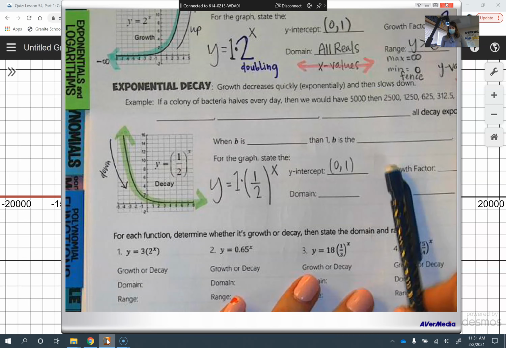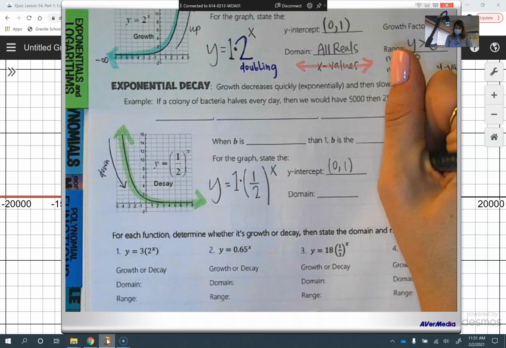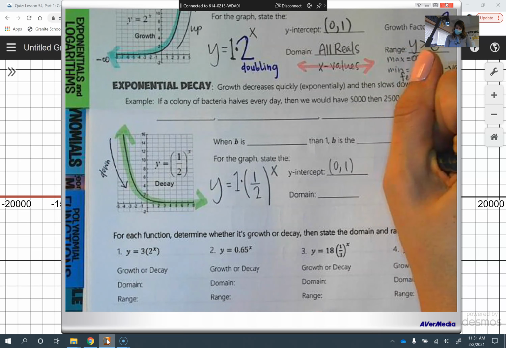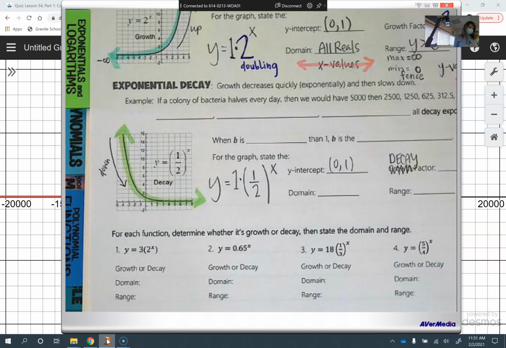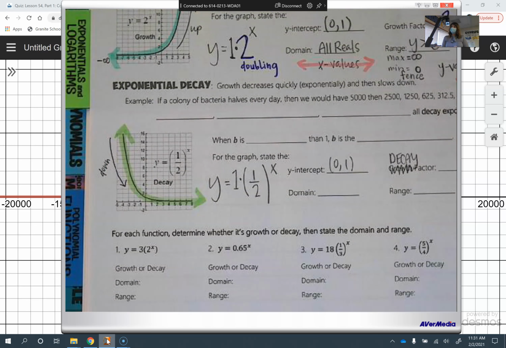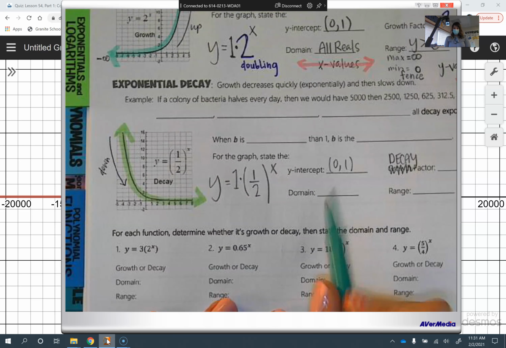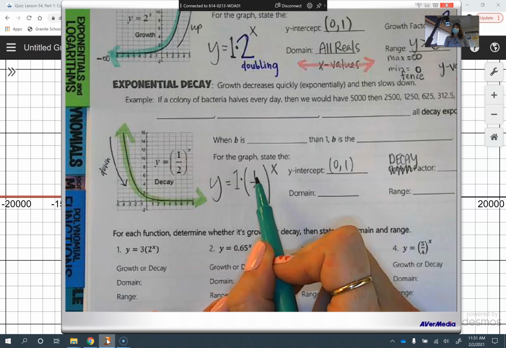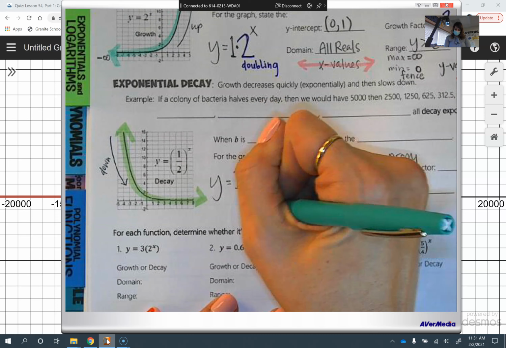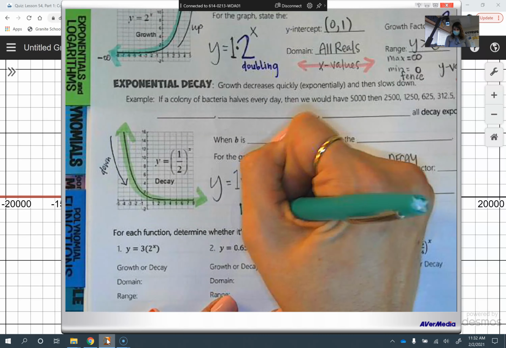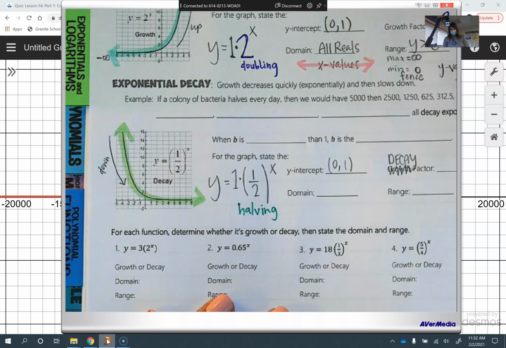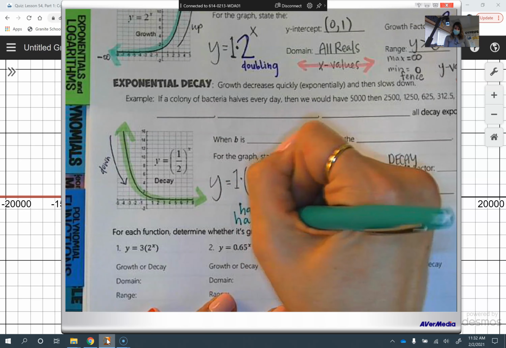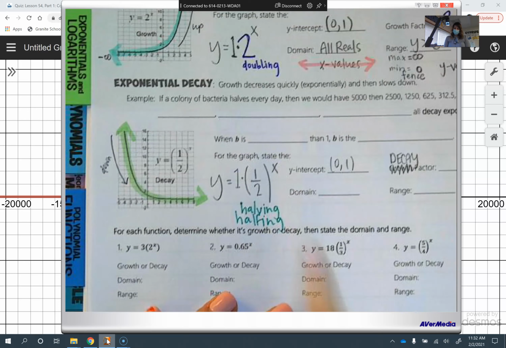This guy, though, should say decay factor. This guy should say decay. What is our decay factor? Well, in this case, we are cutting our population in half. So we're halving. That's a weird word. Halving. You can write halving if that makes more sense to you. But it's really that word.